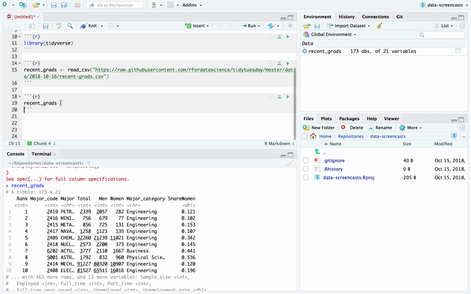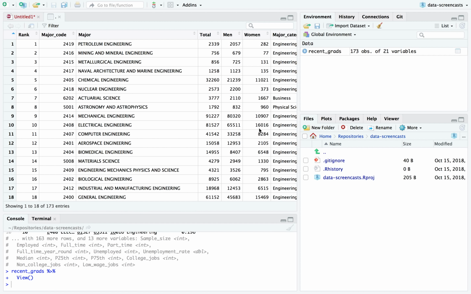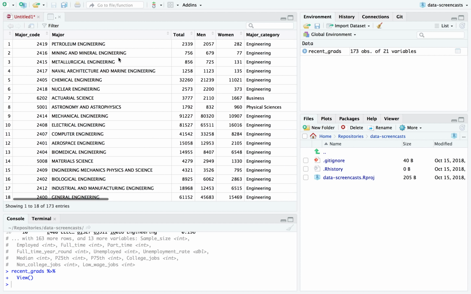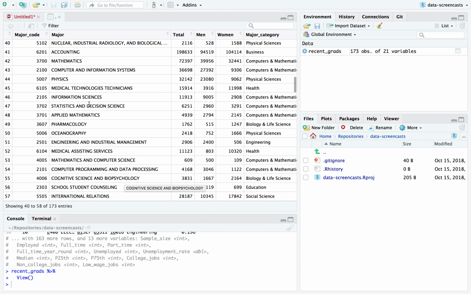So let's look at this data a bit better. I'm going to pipe it into view. Almost always the first step when I'm working with a new data set. All right. So we have some kind of ordering and rank. Every major has a code. This looks like an integer, but it's really a category. Major, all right, all in caps. I wonder where statistics is. That was my major. Statistics and decision science.